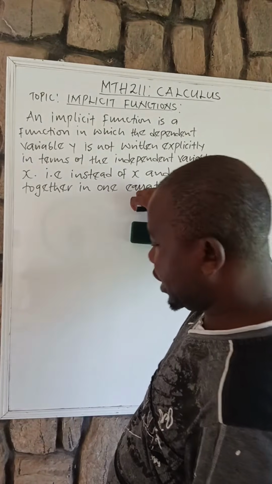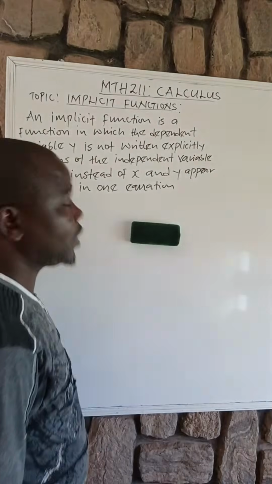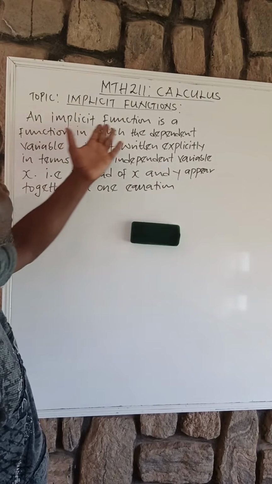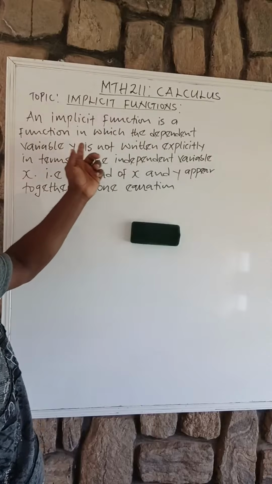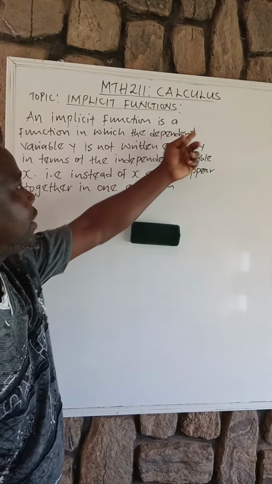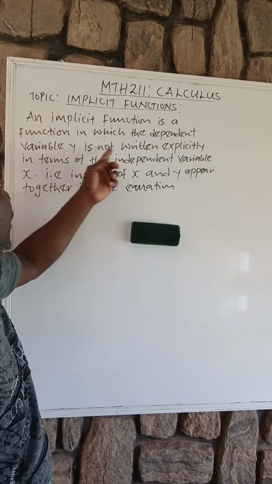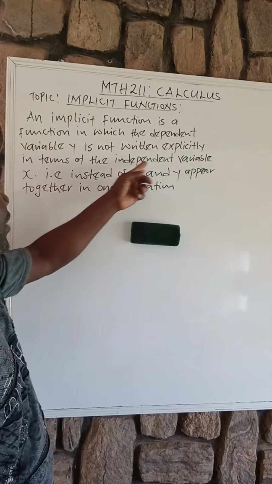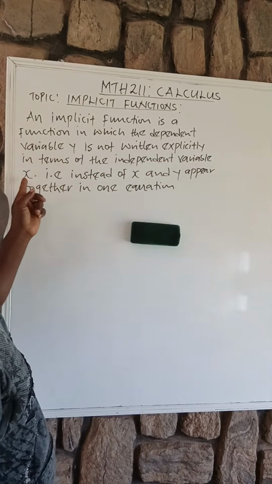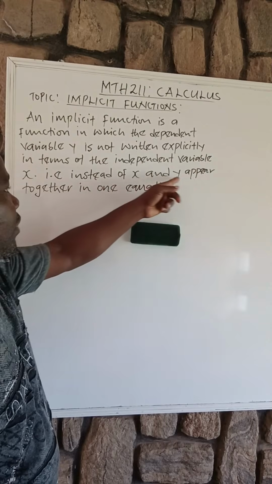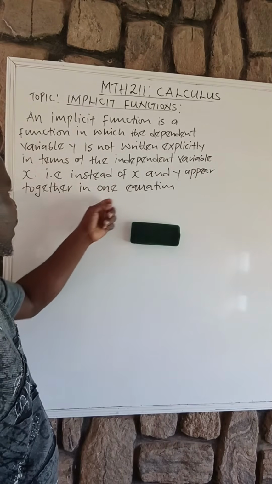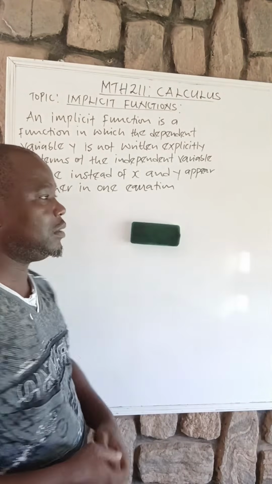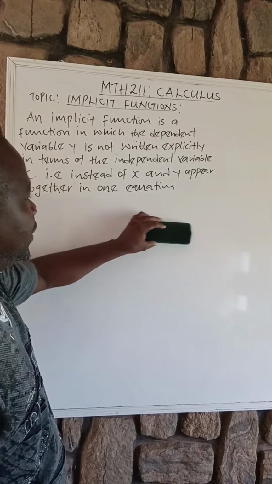Here we have the definition of implicit functions. An implicit function is a function in which the dependent variable y is not written explicitly in terms of the independent variable x. That is, x and y appear together in one equation. Amen? So, what is this definition trying to say is this.